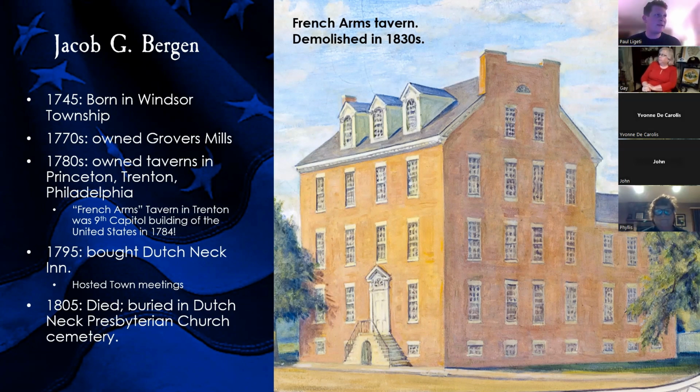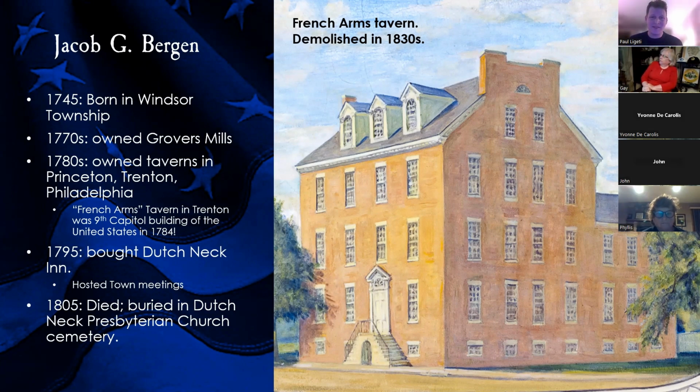And one thing I want to reiterate is that at the time, Princeton was not its own independent town, just like how West Windsor was not its own independent town. Instead, much of it was part of Windsor Township, and Princeton was a kind of informal village, just like how Dutch Neck, even nowadays, is an informal village, like Edinburgh, like Rover's Mill, etc. So Jacob also owned a few taverns in Trenton and Philadelphia. One of them in Trenton was called the French Arms Tavern.